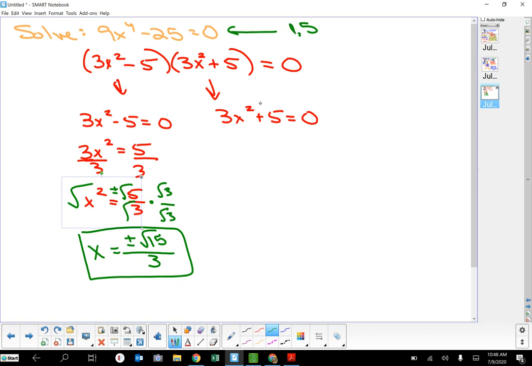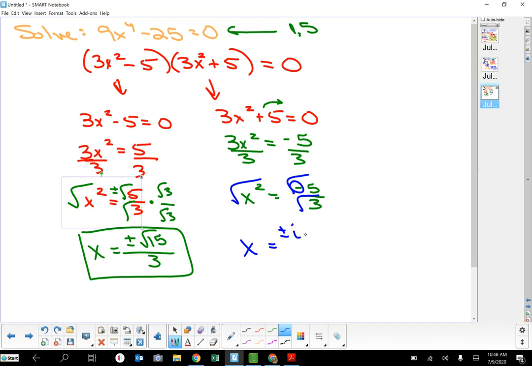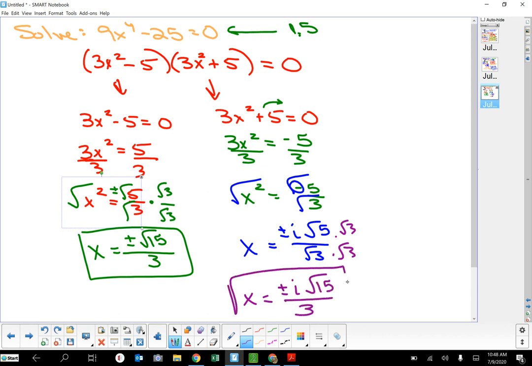Okay, the second part of this, we're going to move the 5. So 3x squared equals negative 5. Divide by 3. So I have x squared equals negative 5 over 3. Take the root and take the root. Well, I have a negative in here, so that's going to give me plus or minus i rad 5 over rad 3. Then I'm going to rationalize. So x equals plus or minus i rad 15 over 3. Okay? So there you go. Difference of squares. Just looks a little bit differently.